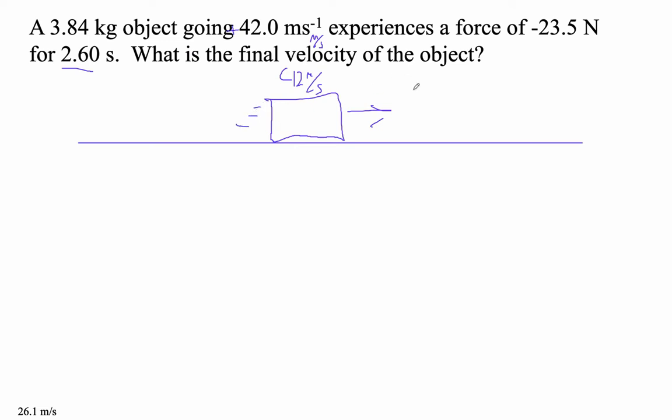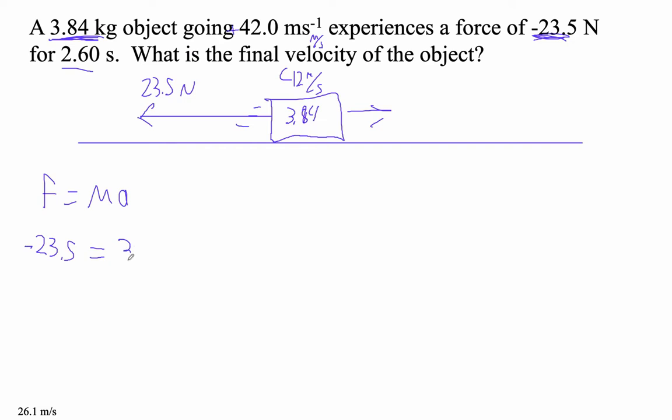And there's a force this way acting on it, right? Of 23.5 newtons, the net force. That's the only force, let's just say. Okay, it's 3.84. So notice that we have the mass, and we have the force, and so we're going to find the acceleration first. So F equals ma. If you have the force and the mass, do the acceleration first. So minus 23.5 equals 3.84 times a.